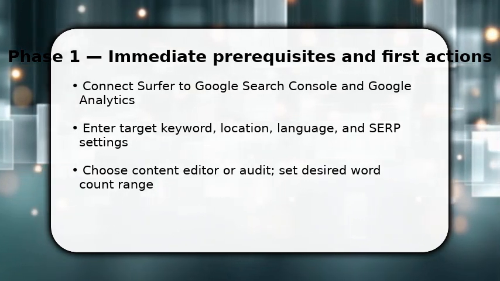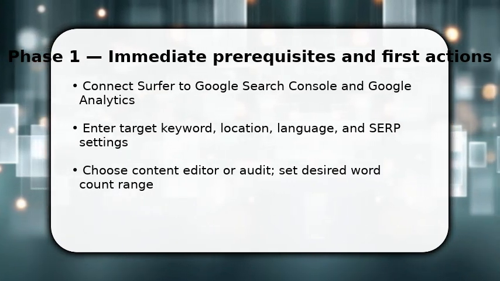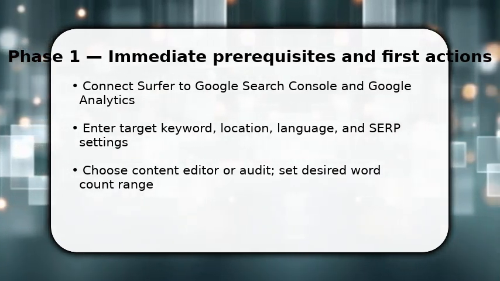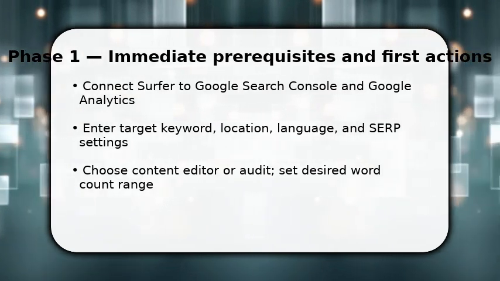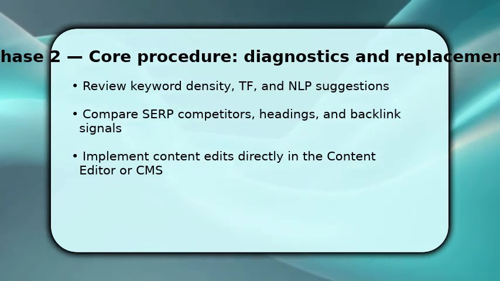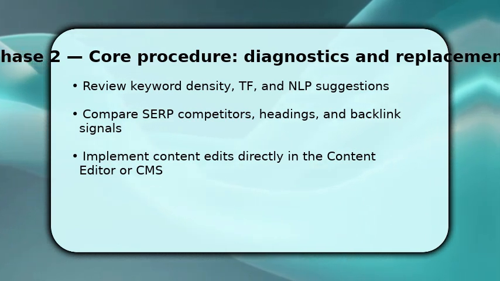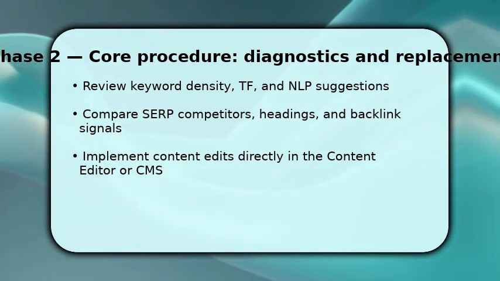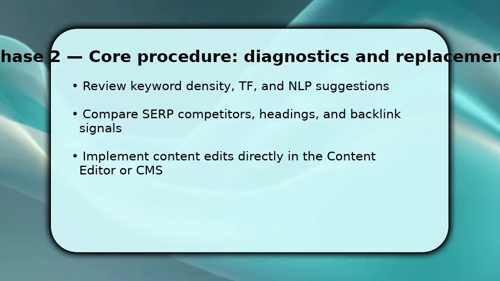Make sure to set a realistic word count range based on top-ranking pages, because Surfer uses that to suggest structure and length. You'll now interpret Surfer's recommendations. Start with keyword density and TF scores to balance use of your keyword, then apply NLP terms to increase topical relevance. Meanwhile, compare top competitors' headings and content structure to spot gaps. This shows you where to add subheads or examples.